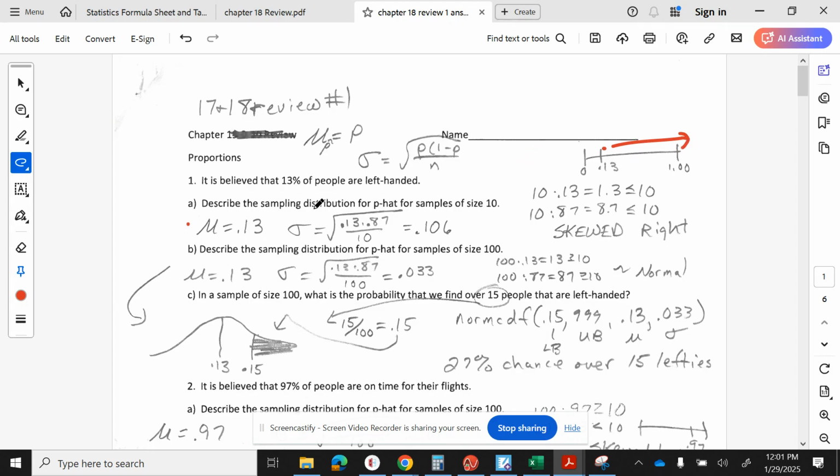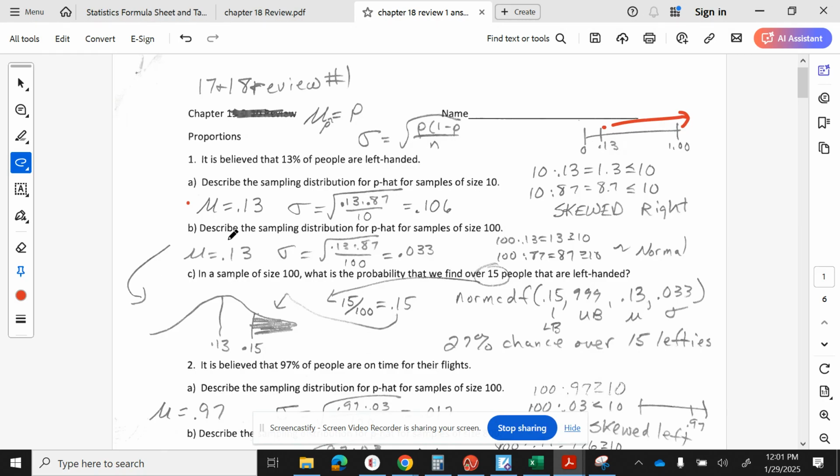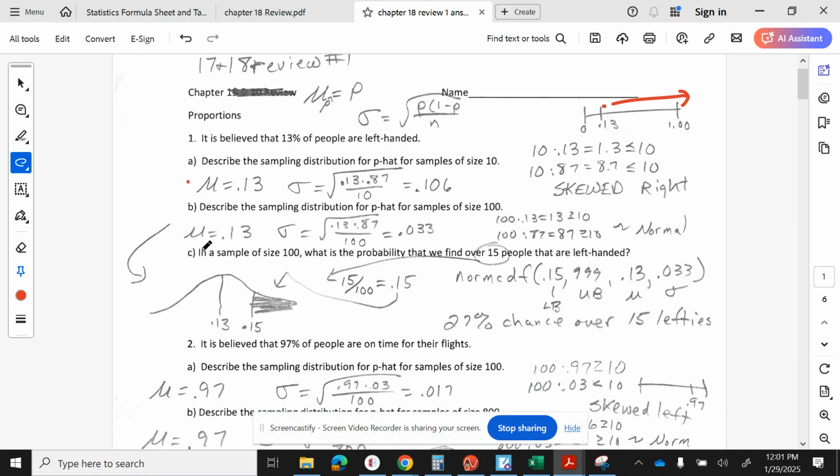Now, I make the test just like this. It will be 3 points on the test that you should be able to get. You talk about shape, center, spread. The most work is for that one. Part B, it always is a follow-up with a bigger sample size. The mean is always the mean. So the mean, again, is 0.13.